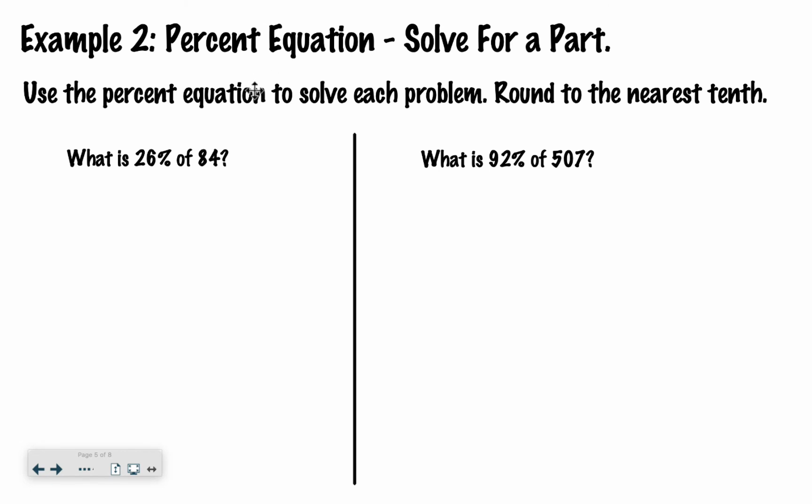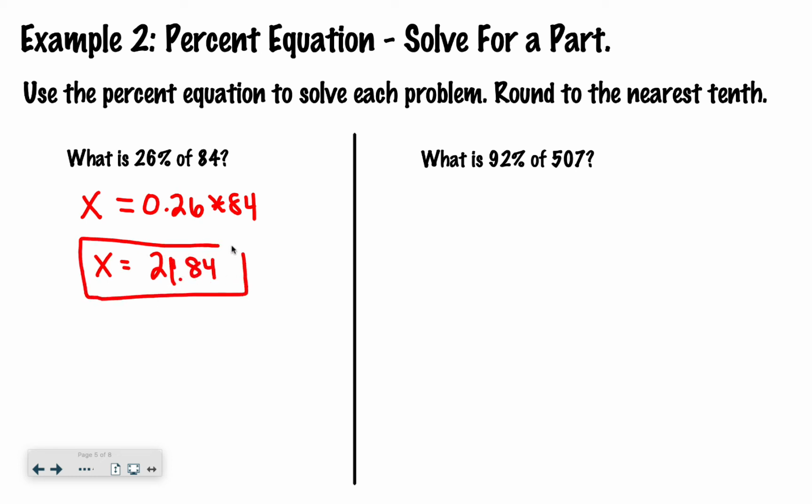Now let's move on. Let's solve for the part, okay? So this is where we're solving for the part. So I'm going to say x equals 26% as a decimal, 0.26 times 84. So now all I have to do for this one is say what is 0.26 times 84? And it is 21.84. And that's my final answer. So this one's pretty straightforward. You get to just multiply things together.